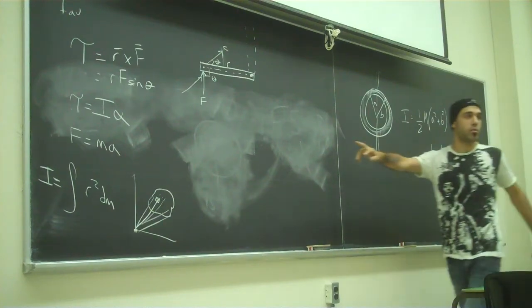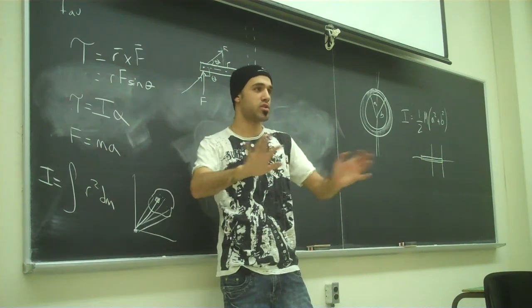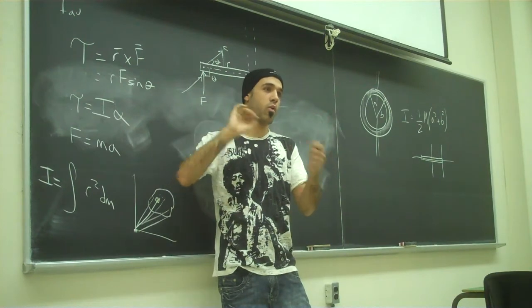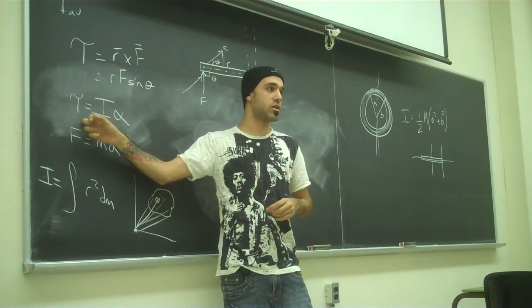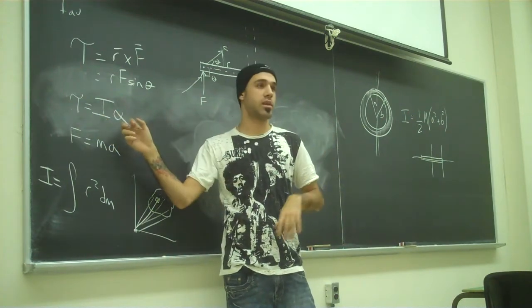Whereas for linear motion, there's only one mass. No matter how you push it, you always use the same mass. Here, what matters is what axis it is spinning around. Even though you're applying the same torque on an object, depending on what it's spinning around, you'll have a different angular acceleration.